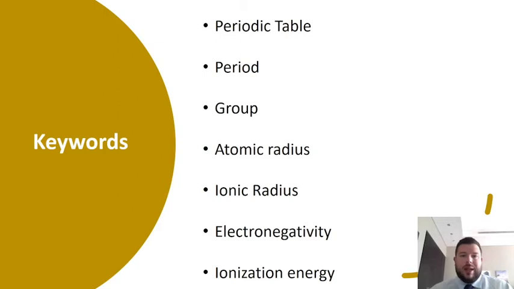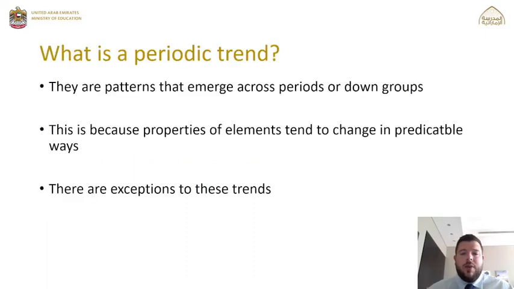Key terms for the lesson are periodic table, period, group, atomic radius, ionic radius, electronegativity, and ionization energy. And those bottom 4 are the 4 different sections we're going to look at in this lesson. First of all, then, what is a periodic trend? It's important we understand this term before we discuss the 4 different periodic trends we are looking at.